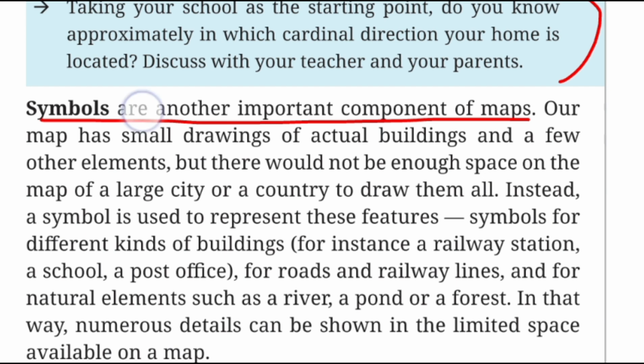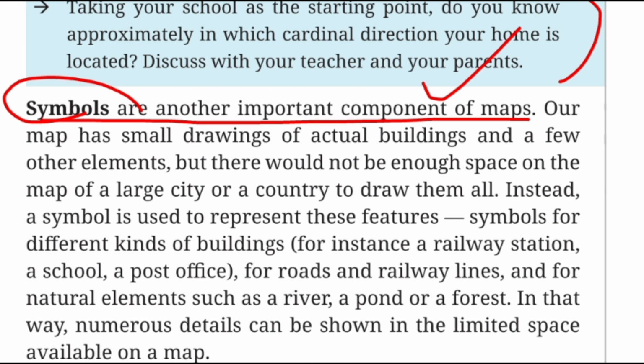Symbol basically means we want to represent something. For example, you want to represent a church, then you use a particular symbol, or you want to represent a school, then you represent it by using a symbol, because we cannot draw the entire school there. For that we just draw a symbol, that is called a symbol. A symbol is just a component in a map.